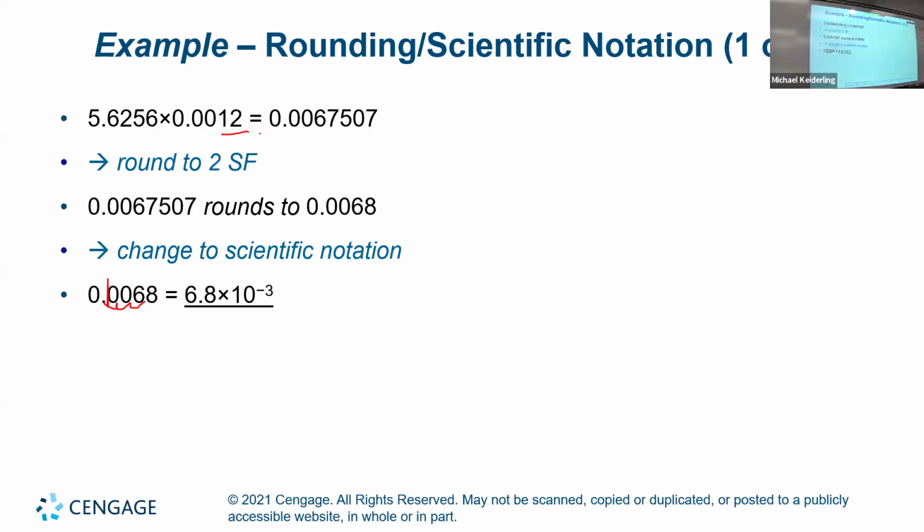And a general sanity check, am I doing this right for scientific notation? Big numbers have positive exponents, little numbers have negative exponents. So if you're supposed to have a little number and you got a positive exponent, you probably screwed up somewhere, or vice versa.